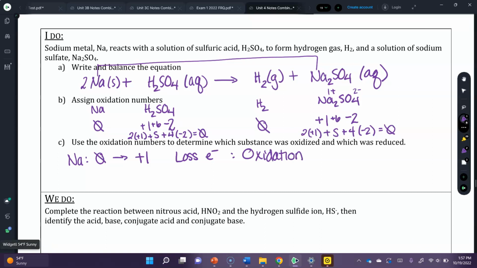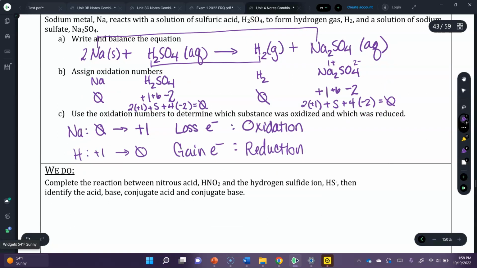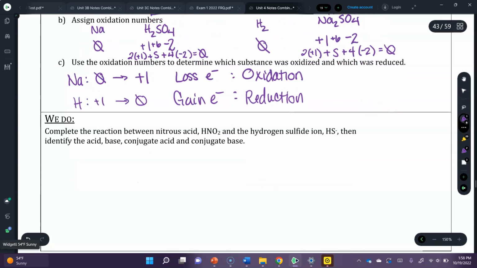Repeating the process, we look for another one that is changing, and we see hydrogen goes from +1 to 0. So that means that it is gaining, and this should always be coupled, right? If something loses, something else must gain. So this is a reduction. So sodium is oxidized and hydrogen is reduced in this reaction.